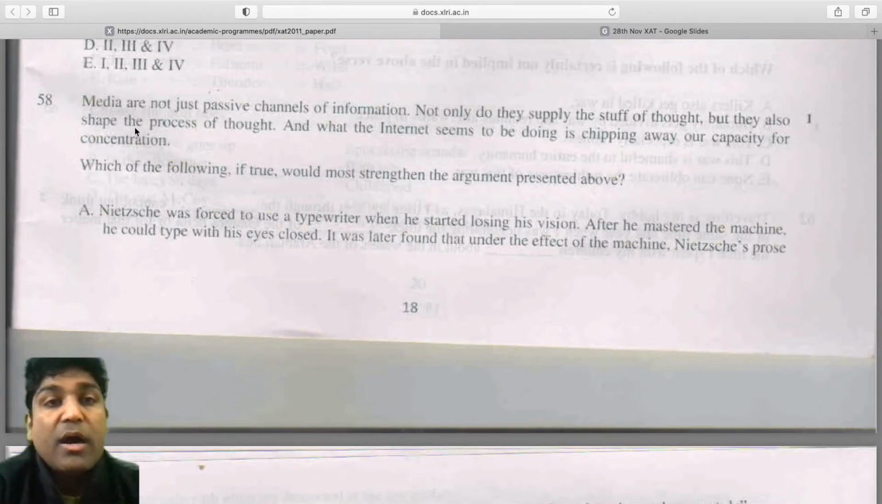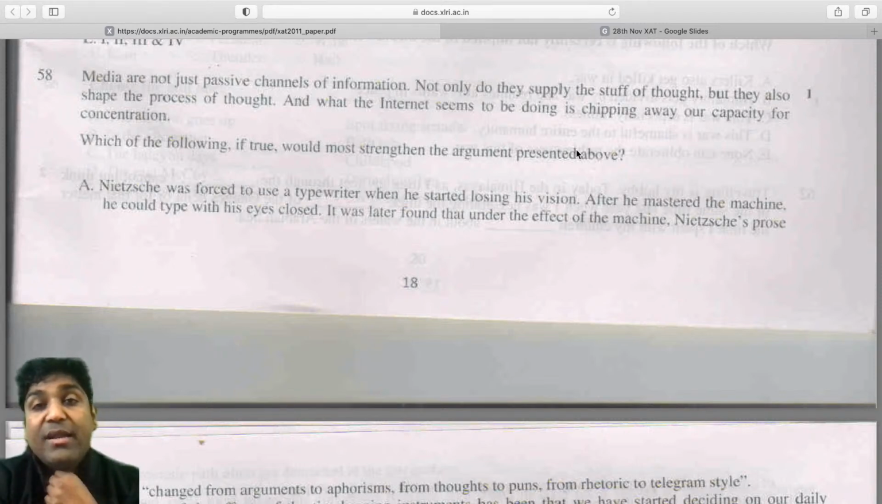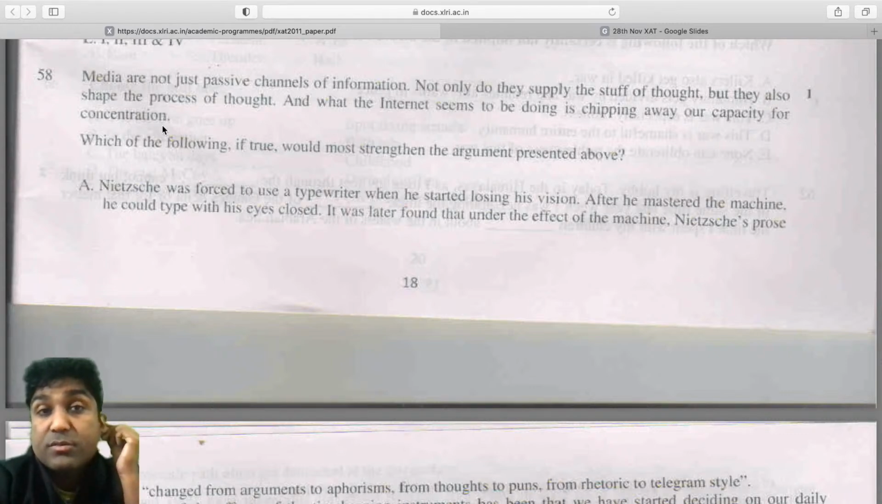Media are not just passive channels of information. Not only do they supply the stuff of thought, but they also shape the process of thought. And what the internet seems to be doing is chipping away our capacity for concentration.